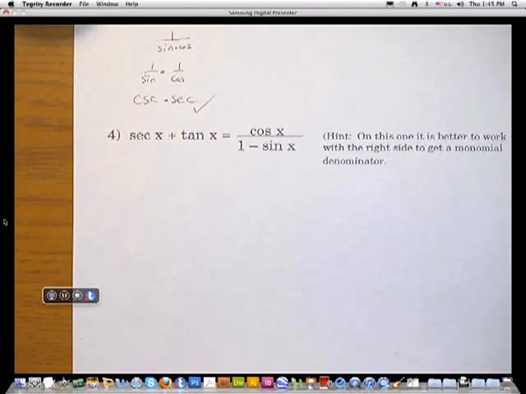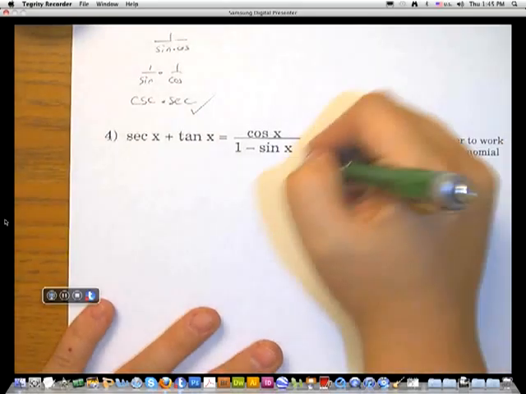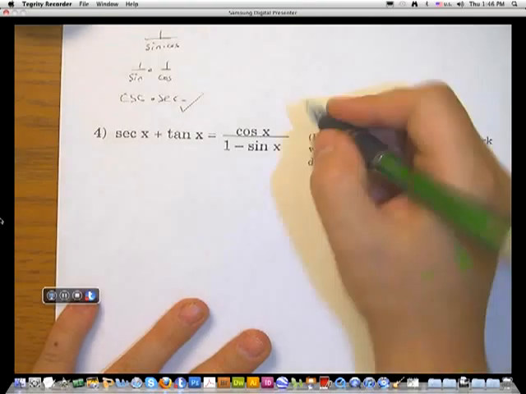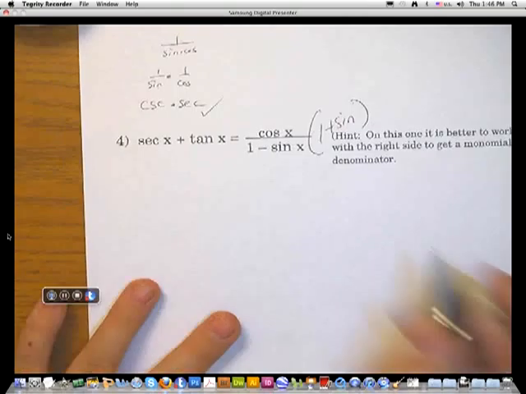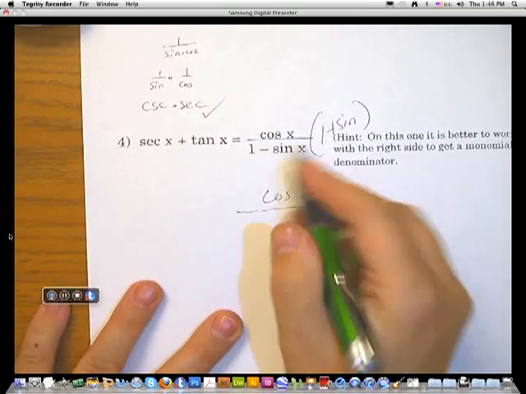Number 4 gives you a hint. It says instead of working with the left, trying to make something into a fraction is quite difficult. It's much easier to make a fraction into a linear than a linear into a fraction. So what we're going to do is work with just this right-hand side. And because it is a fraction, we want to use the conjugate. So I'm going to multiply by 1 plus sine for that one. I'm going to get cosine plus cosine times sine by distributing.